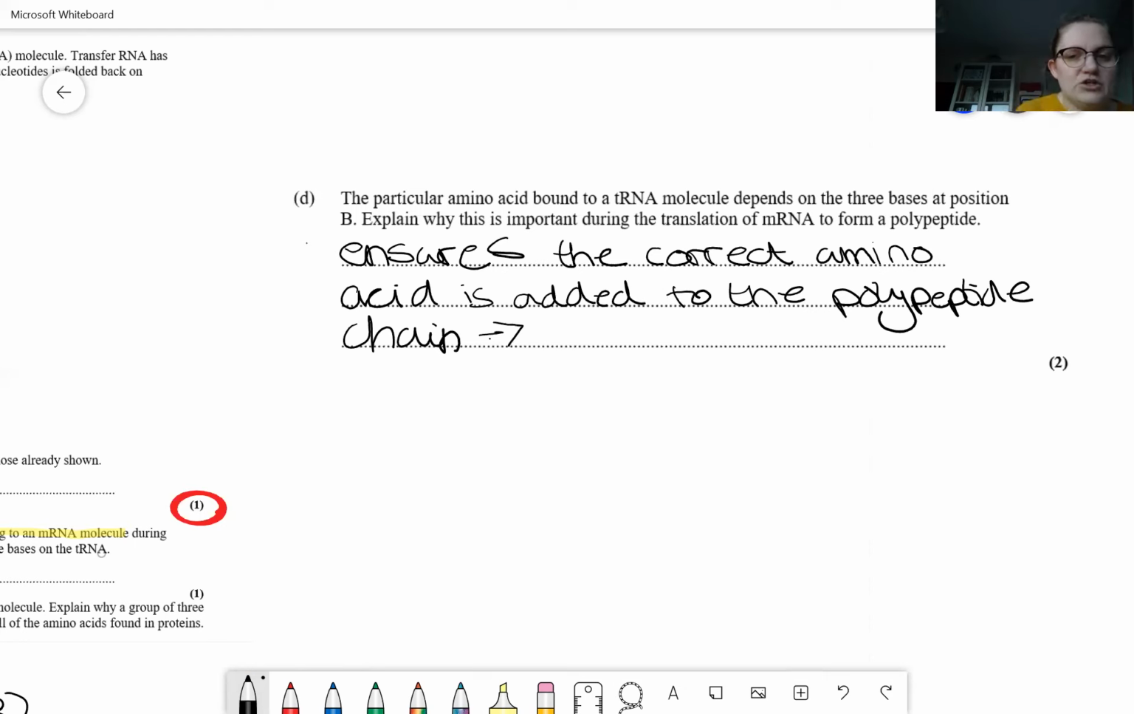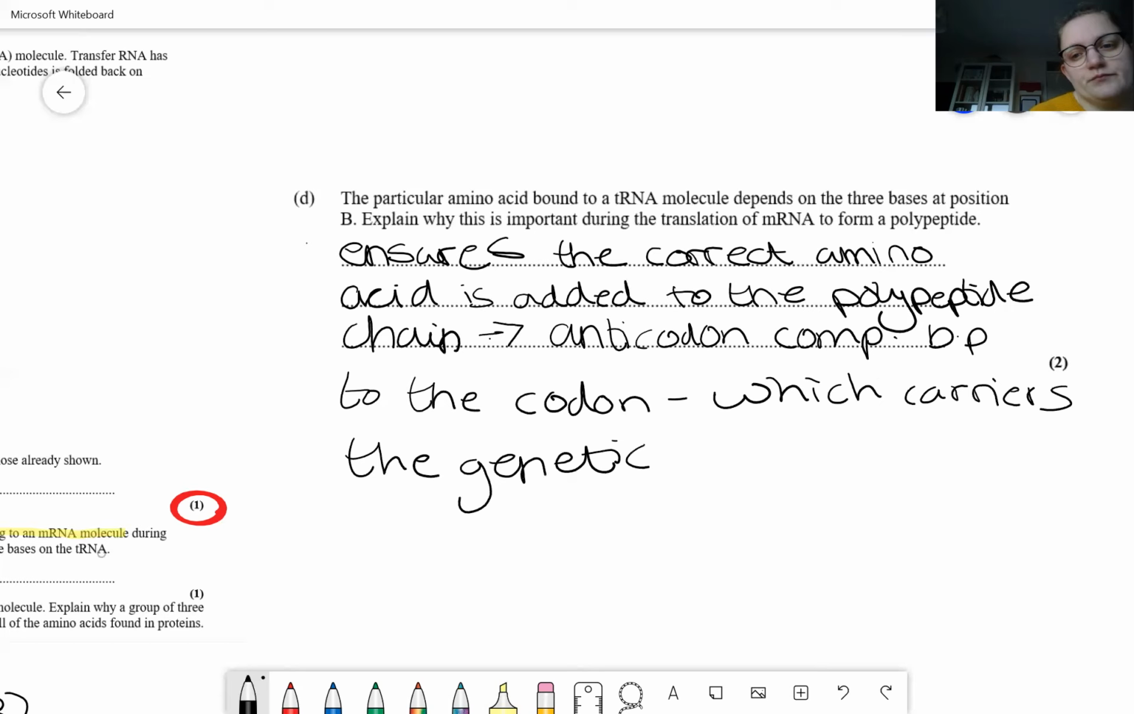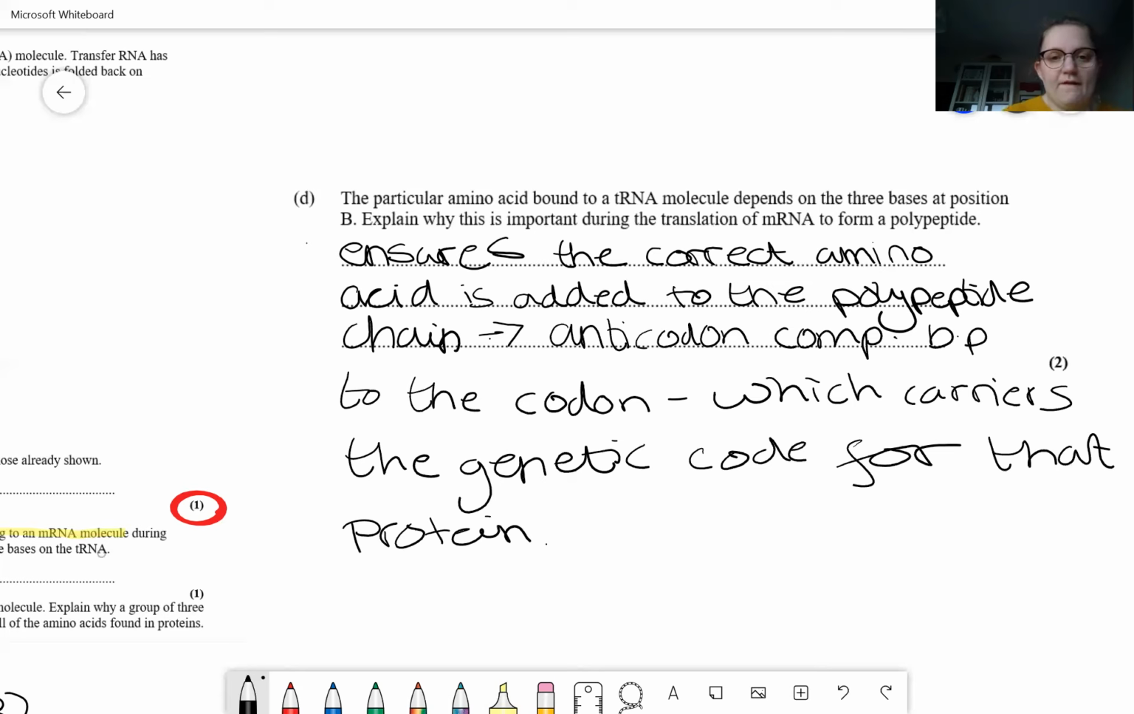So all you need to do is mention something along the lines of a sequence of amino acids matching the anticodon to the codon. So explain why it's important. It ensures the correct amino acid is added to the polypeptide chain as the anticodon complementary base pairs to the codon, which carries the genetic code for that protein. Okay, so that's that part of the question.